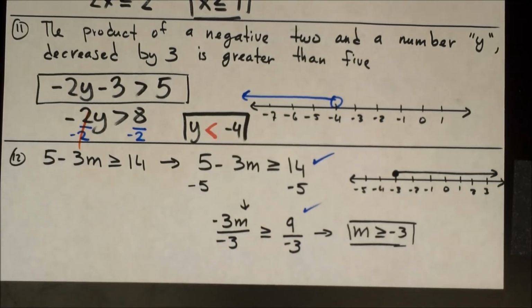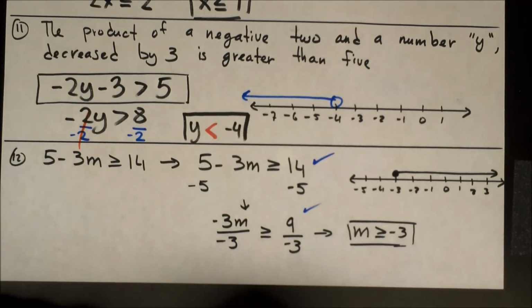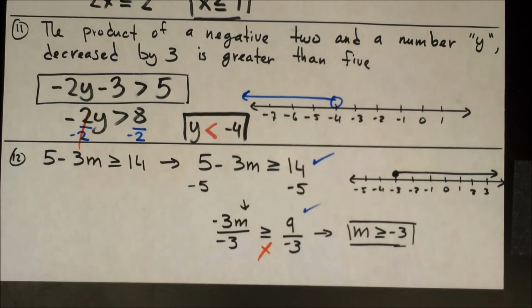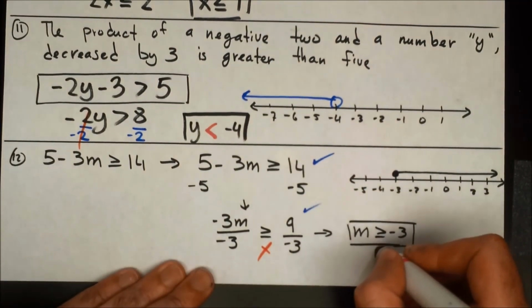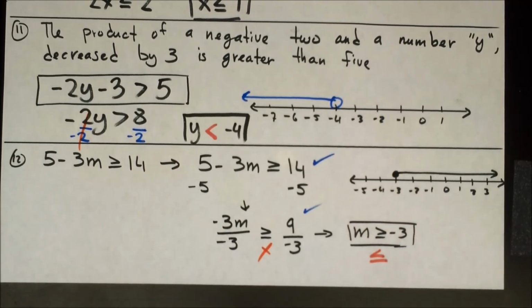But that's one of our exceptions. That's one of our rule breakers. If I divide by a negative number, I have to flip the symbol. Did I flip the symbol? No, my mistake was right here. I had to flip the symbol right here to look like this. That was the only mistake. I forgot to flip my symbol, which is something that happens fairly often.